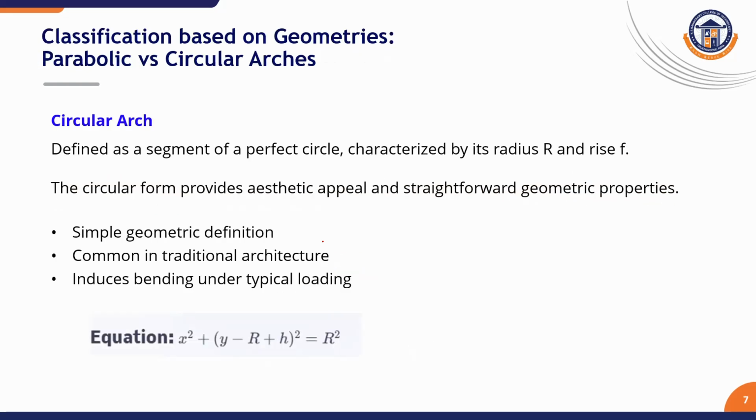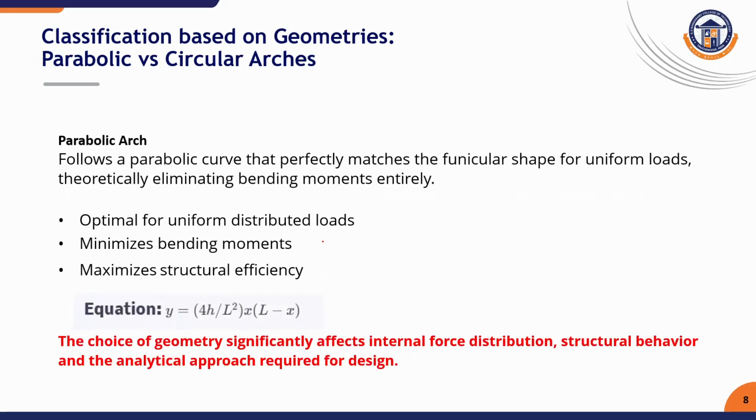Now, the classification of arch based on the geometry. Based on the geometry, arches are classified as circular arch and parabolic arch. Geometry directly affects the bending moments, thrust, and structural efficiency. A circular arch is very easy to construct, aesthetically pleasing, but develops bending under uniformly distributed load. A parabolic arch follows a parabolic curve that perfectly matches the funicular shape for uniform loads, theoretically eliminating the bending moments entirely. Hence, it is most efficient for bridges.